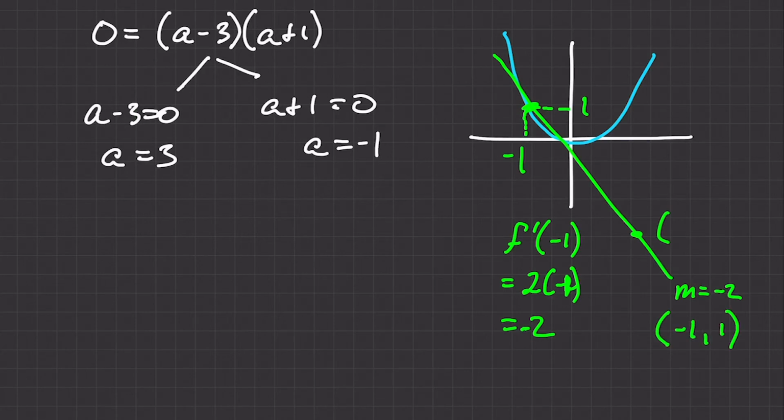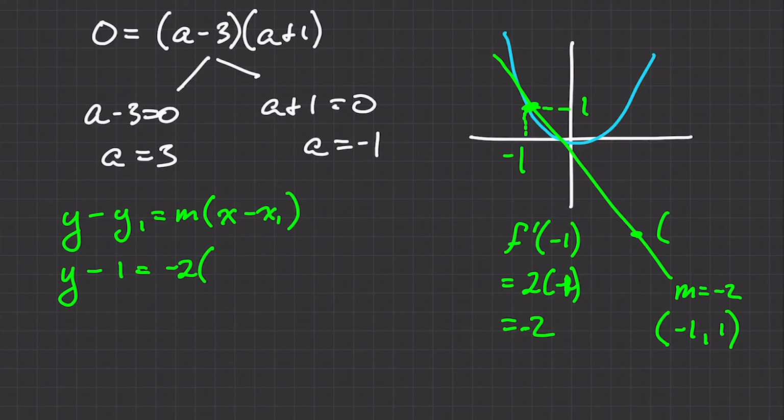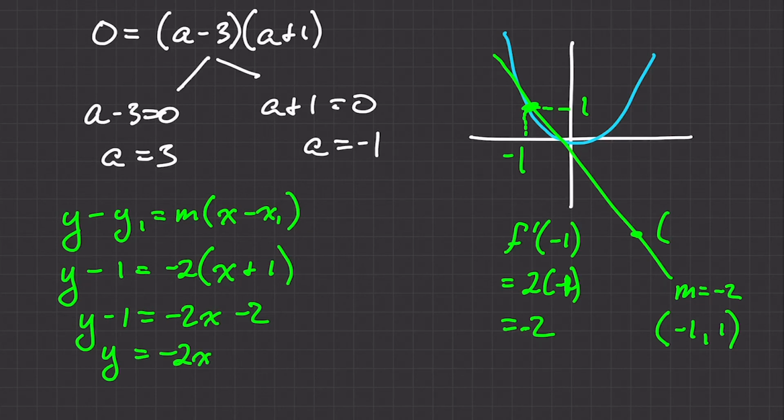Okay, so y minus y1 equals m times x minus x1. Y minus 1 equals negative 2 times x minus minus 1, which is plus 1. Y minus 1 is equal to negative 2x minus 2. Y equals negative 2x minus 1. Keep that as an answer. Let's maybe do the other one in a different color.